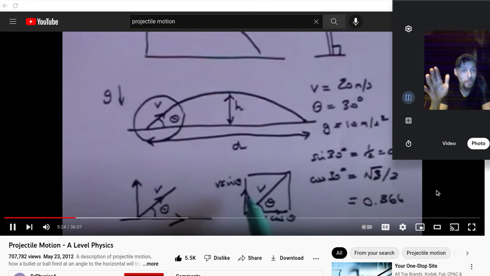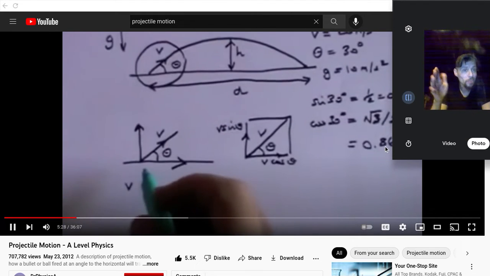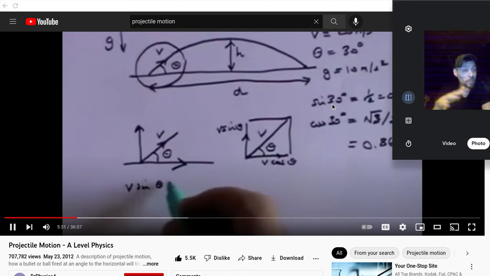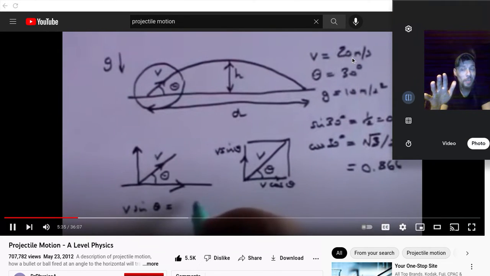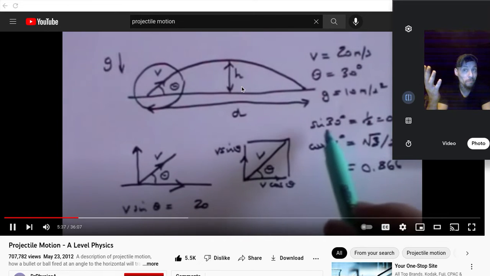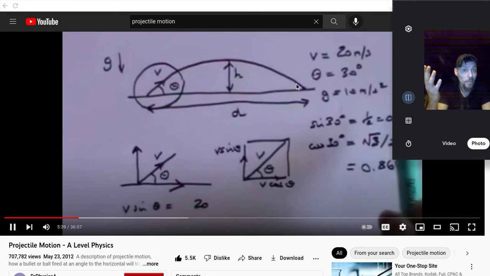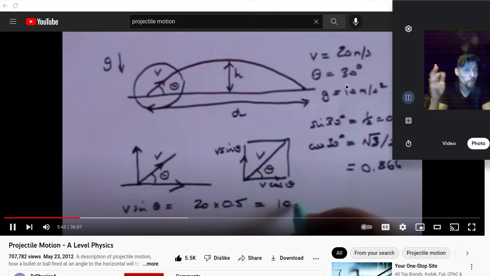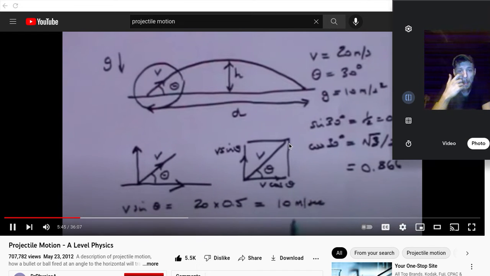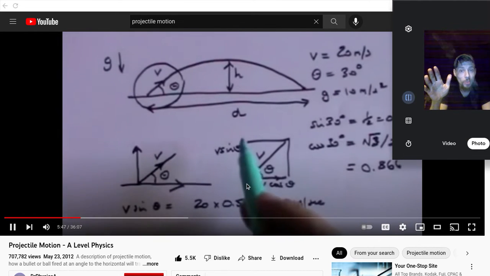The vertical component of the velocity is V sine theta. V is 20 meters per second, velocity times the sine of theta, which is sine of 30, which is 0.5. So for you that's 10 meters per second, and that's the vertical velocity. So this is the vertical velocity.